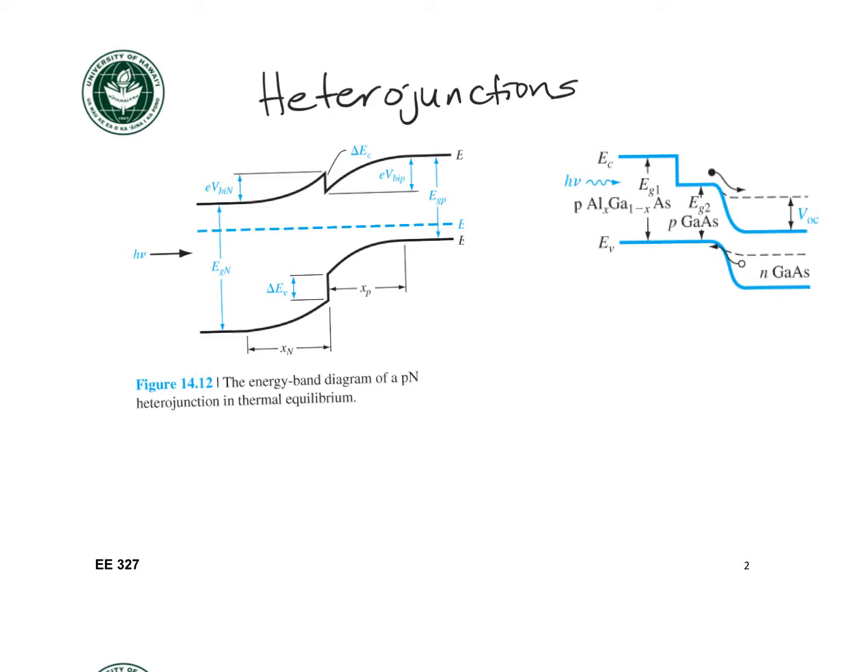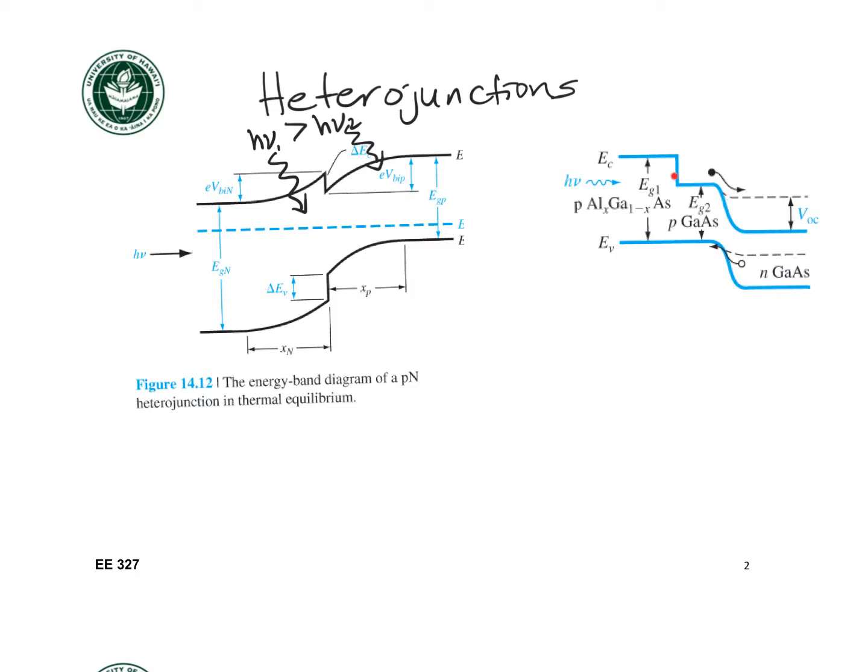shorter wavelength or a higher energy, shorter wavelength or higher energy, they can be absorbed in the wider band gap material, and photons with a lower energy can be absorbed in the smaller band gap material. And therefore we can cover more of the solar spectrum using this kind of structure.